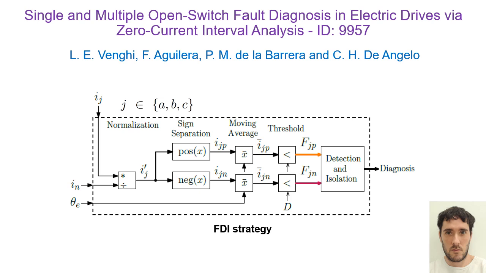Subsequently, the resulting signals are averaged over one period using a moving average filter and compared with a threshold level. If one or more of these signals drop below the threshold, a fault is reported. Finally, the activation of any fault signal indicates fault detection, while fault isolation is performed by analyzing which fault signals have been triggered.